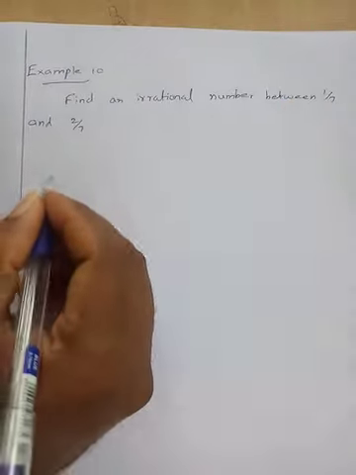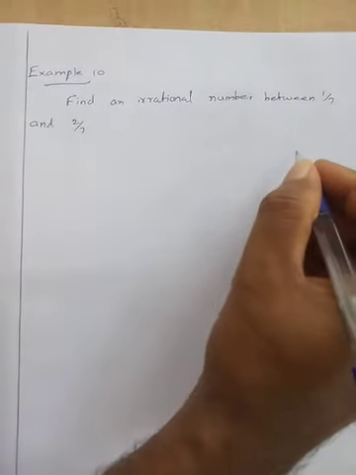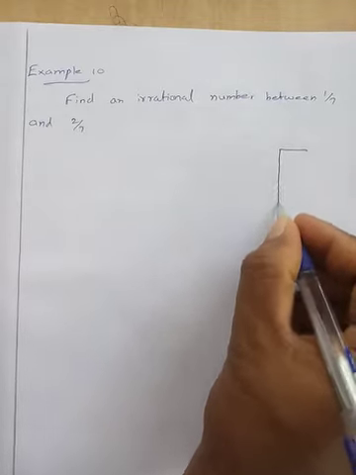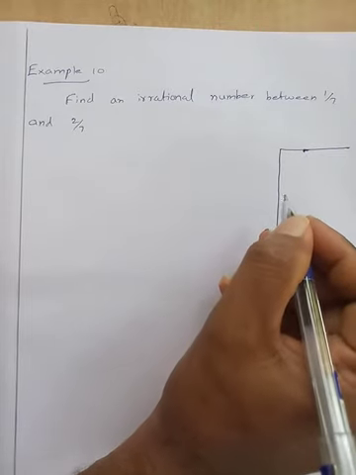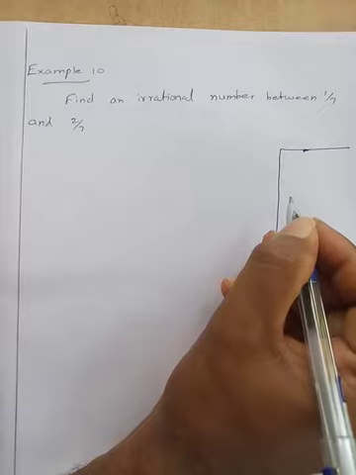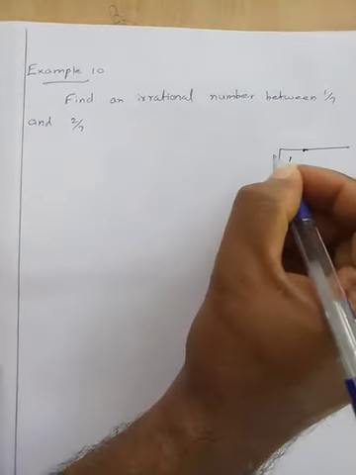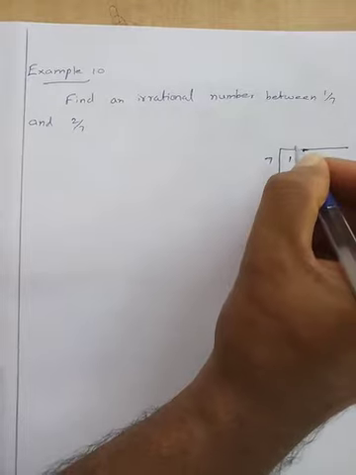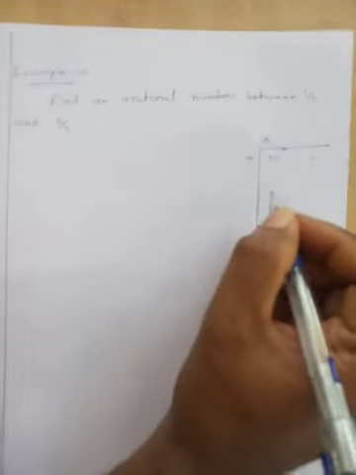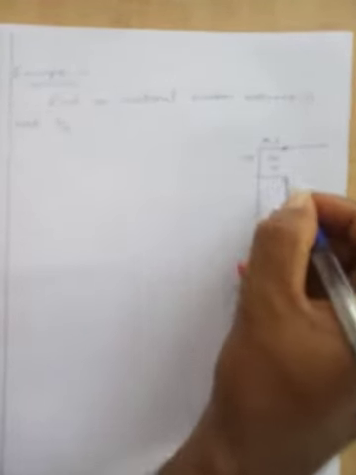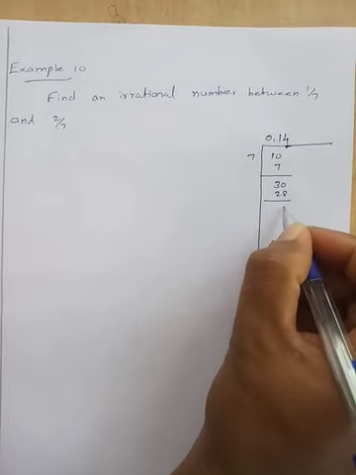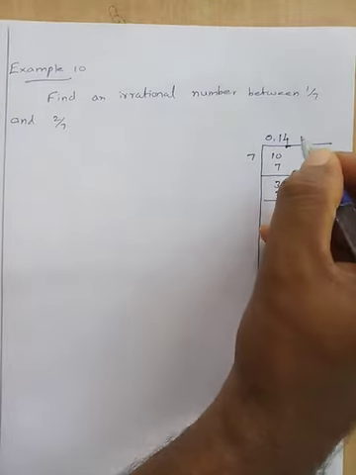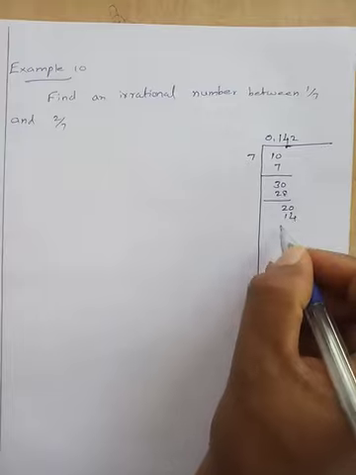First, expand the first number, 1 by 7. So 1 divided by 7. Continue the division until the same remainder is repeated. 1 divided by 7 is not possible, so put 1 point, and add a 0. Now 10, 1 time. Remainder 3, 30, 4 times 28. Remainder 2, 20, 2 times 14.